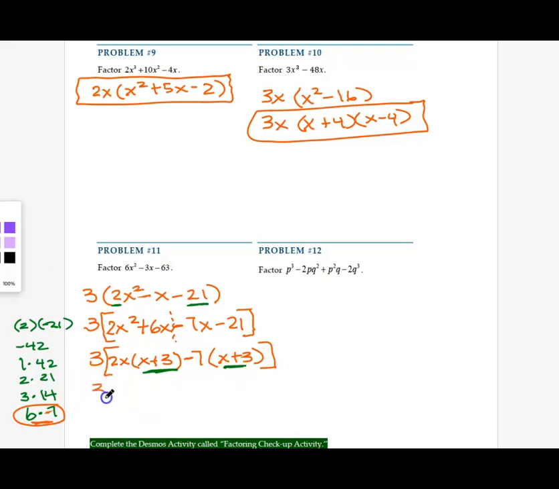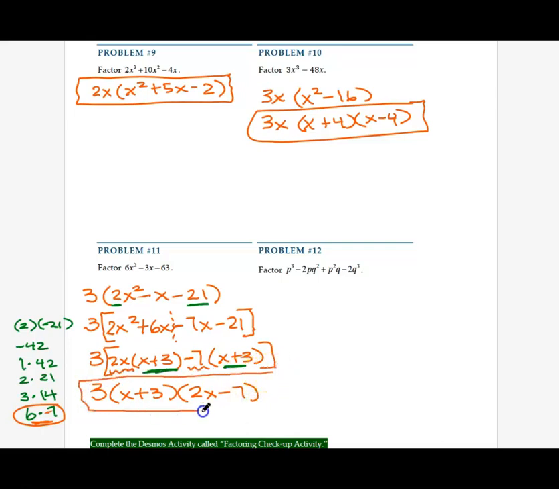All right, so we've got the 3 out in front. X plus 3 is the common factor with these two terms, so it goes in one parenthesis. And then our leftovers, stuff that's out in front there, goes in the other parentheses, so 2x minus 7. And now that's all factored. We can tell it's factored because all of these are connected by multiplication, right? Multiplication, multiplication. All right, any questions there?